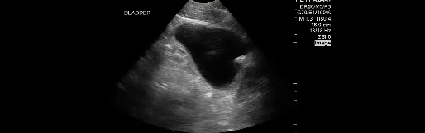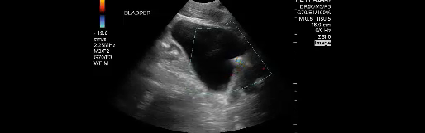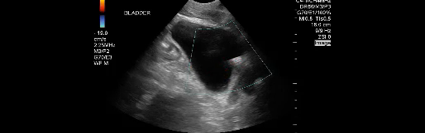Finally, take your probe and turn it 90 degrees again so the marker is towards the patient's head. Now you have a sagittal view of the bladder, and again we see that large hypoechoic stone in the posterior portion of the bladder. We check again with our color Doppler, and we again see the positive twinkle sign here.